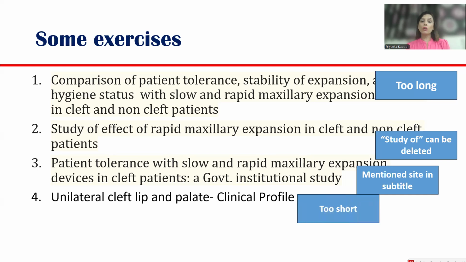And if I write the fourth one, like unilateral cleft lip and palatal clinical profile, it doesn't say anything, it's useless. It's too short. So I need to be specific. Neither too long, nor too short. It has to have all the context of the study, it does not have to use jargon or extra words, and it has to make meaning. It has to have keywords. All these are basic things that you should go over in your mind when you're writing the title.